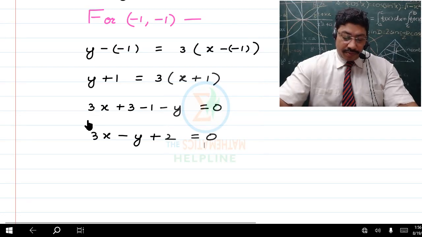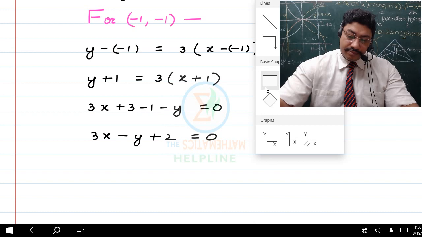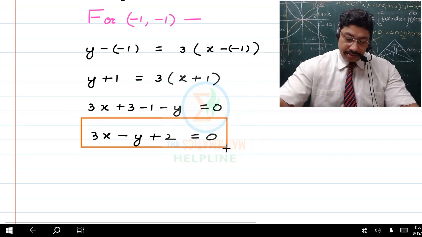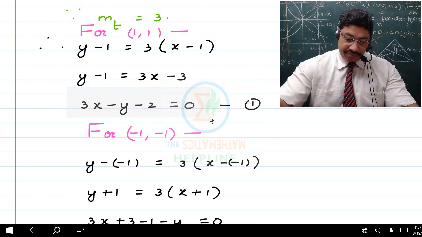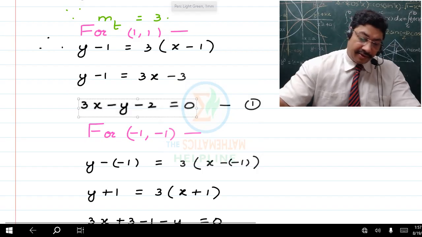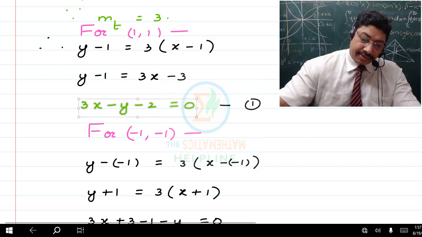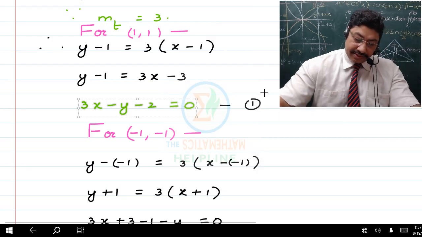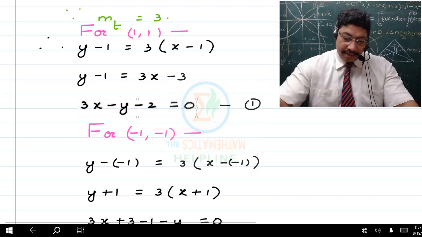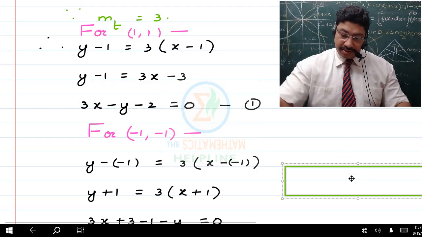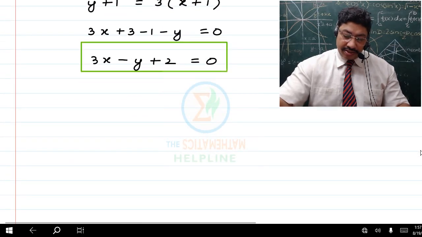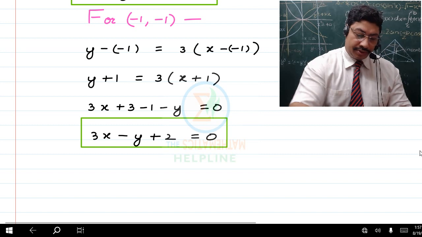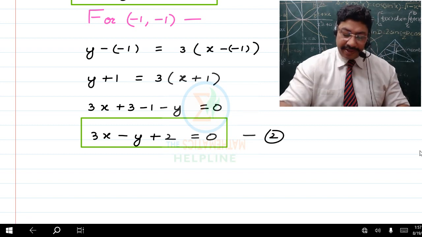So one of the equations is this, and the other equation that you have is this. So these, children, are the two equations that we have. One is this, and the second is this. So these children are the two answers. We'll mark this also to be equation number 2, and I'll re-explain all of this to you people.